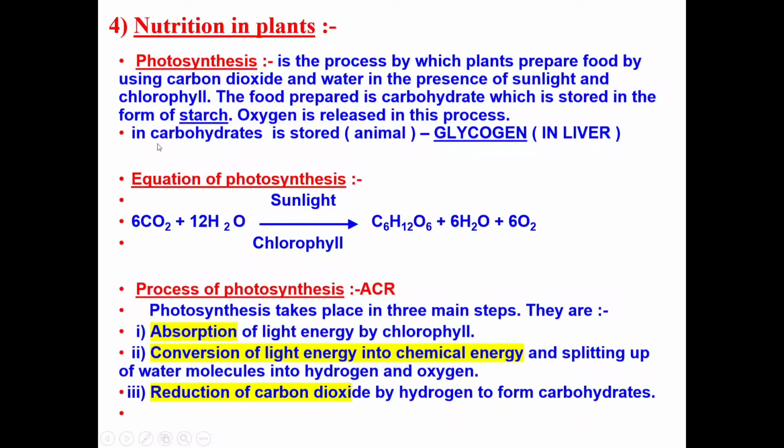Well, then what happens to the animals also? Animals also store carbohydrates. They store carbohydrates in the form of glycogen. And glycogen is stored in the liver.